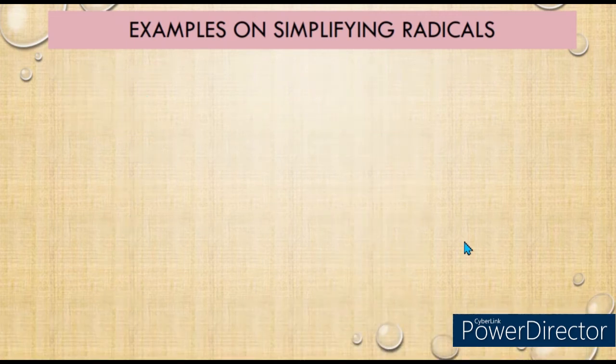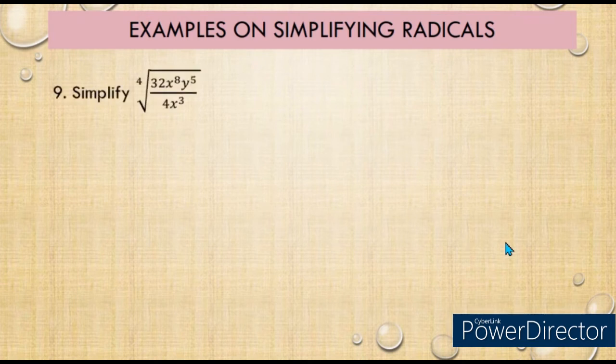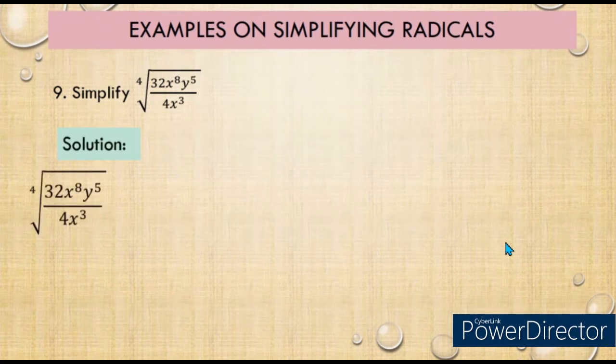Okay, so last example, so we have here. So now let's proceed to example number 9. We need to simplify the fourth root of 32x raised to 8, y raised to 5 divided by 4x raised to 3. So applying the quotient rule for radicals, we have the fourth root of 32x raised to 8, y raised to 5 divided by the fourth root of 4x raised to 3. Okay?